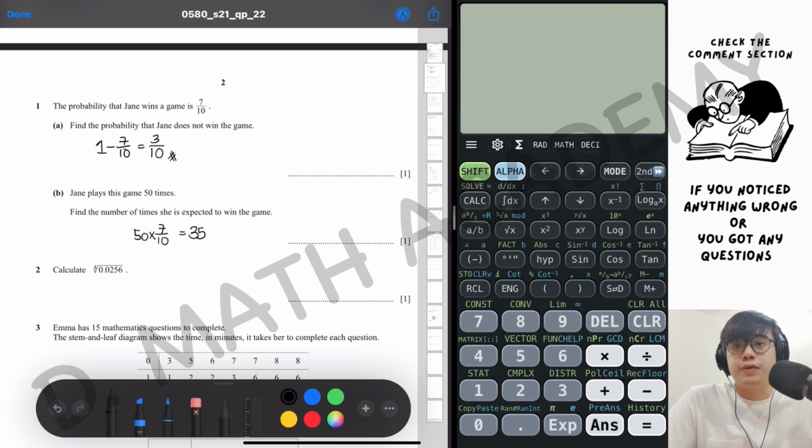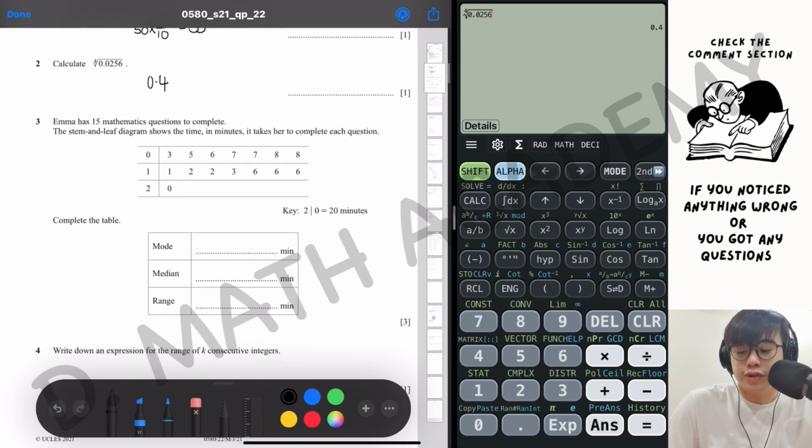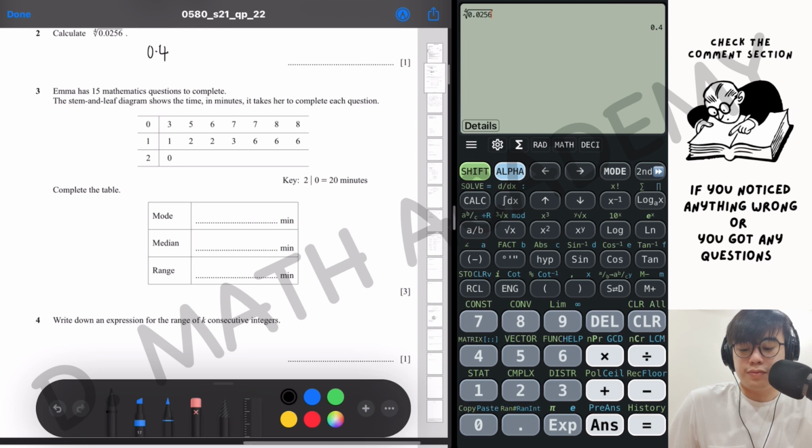For the next question, question 2, root to the power of 4, and then inside of it will be 0.0256. So when you submit it accordingly, you should get your final answer as 0.4. So far we have 2 questions and it seems quite easy.